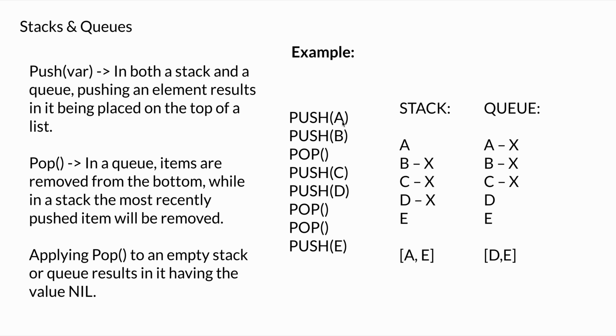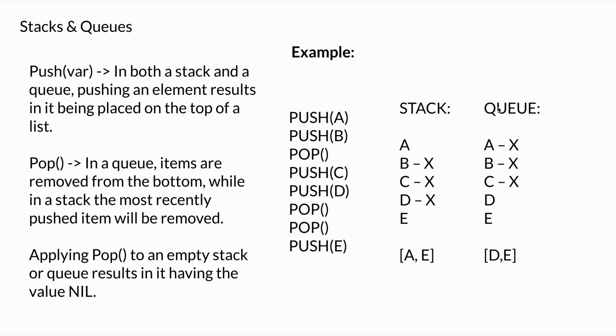So here we're pushing A and B, so I'll go over the stack first. We're adding A and B to our list. Now, in a stack, when we do pop, we're going to pop the most recently added element, which is B, so we're popping that. Now we're adding C and D, but then we're popping the 2 most recent elements. We'll pop D, then we'll pop C. So that's why they have these little X's next to them. Now we're adding E to the list. So now our final list is just A and E.